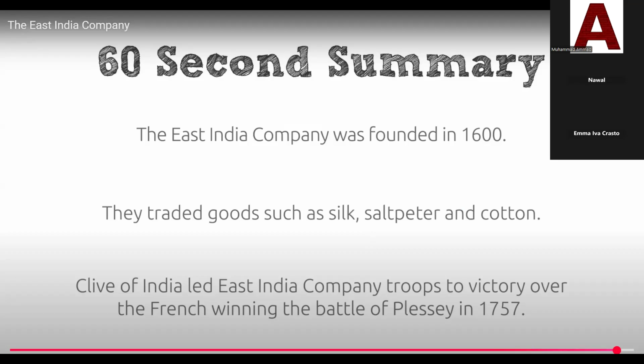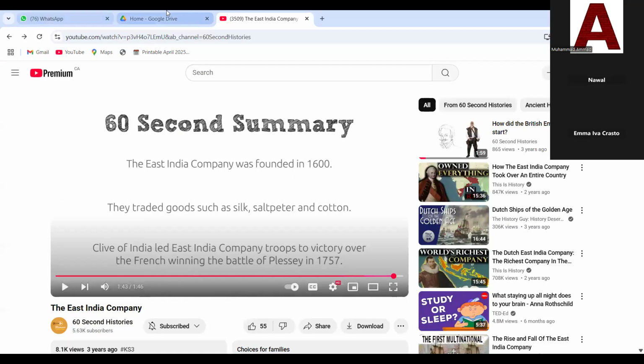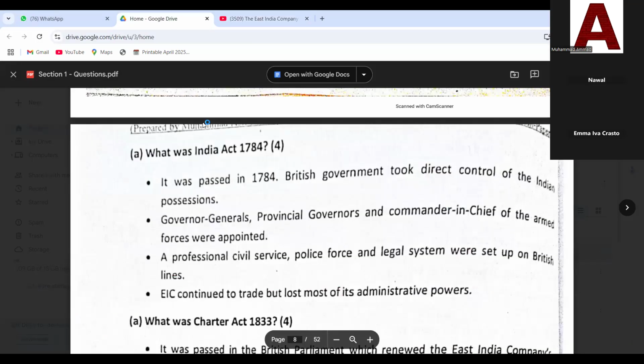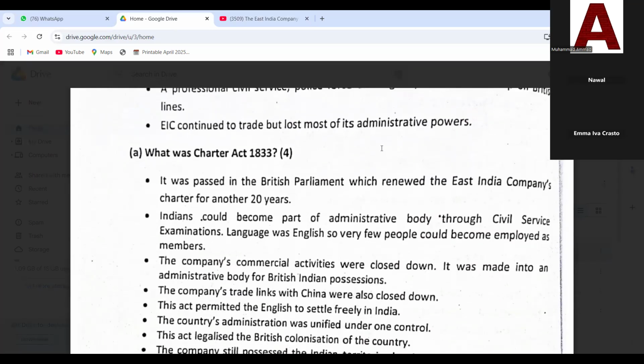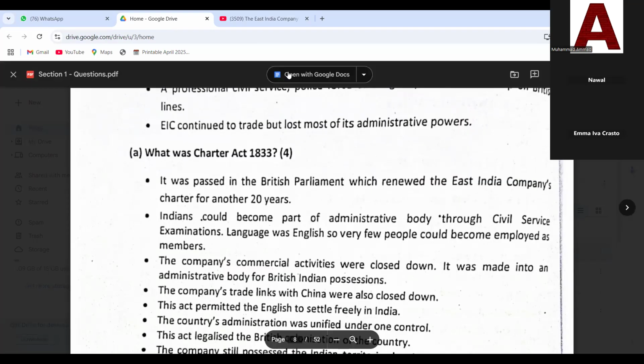All right, is all clear now? Yes, sir. Okay, can you guys see the notes screen now again? Yes. Okay, perfect. So this is the Charter Act of 1833 now. Right after, just a second, please.